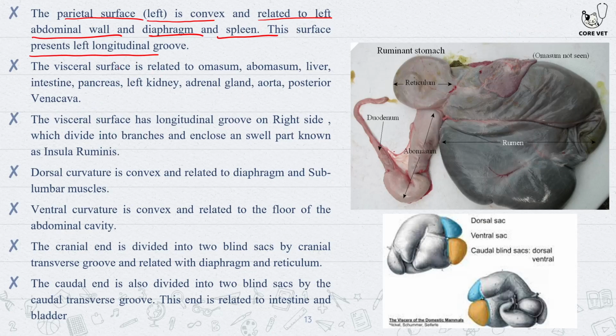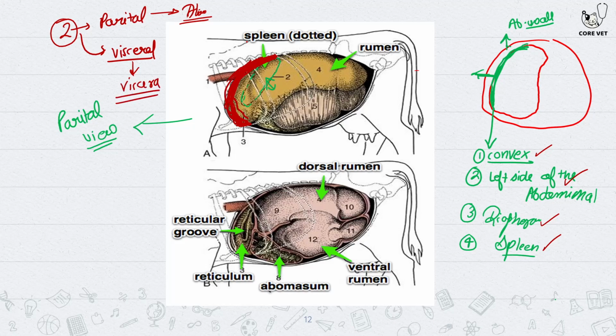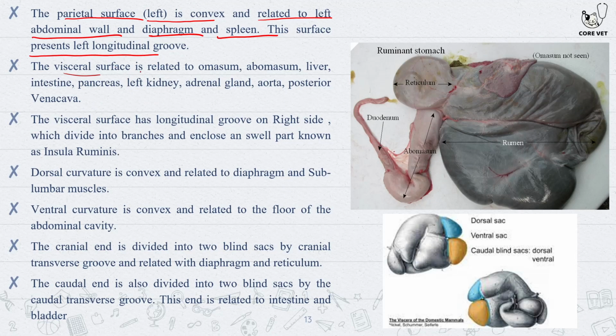Okay, now the visceral surface. Now coming on to the second surface. First surface we had discussed. We all know that in an organ there are majorly two surfaces, the parietal and the visceral. The parietal surface majorly faces towards the abdominal wall in most organs, and the visceral surface is the surface which faces the viscera or the organs of the abdominal cavity or the pelvic cavity, depending on the organ you are studying. Now talking about the visceral surface, it is related to the abomasum, omasum, liver, intestine, pancreas, left kidney, adrenal gland, aorta, and posterior vena cava.